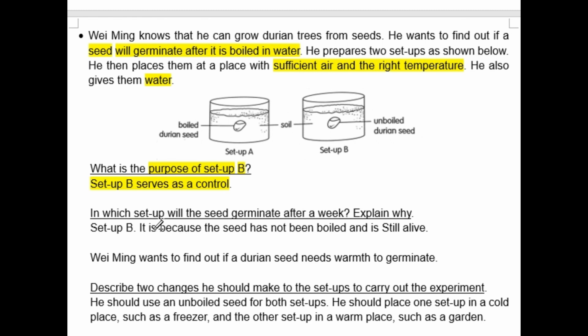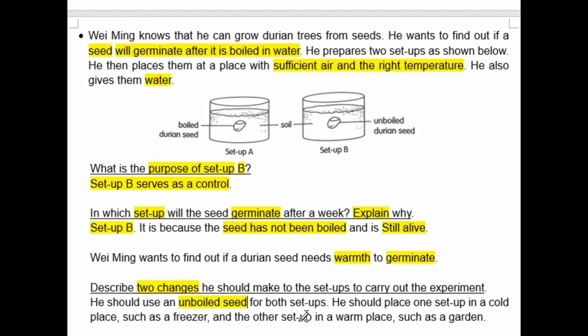In which setup will the seed germinate after a week? Explain why. Setup B. It is because the seed has not been boiled and is still alive. Wei Ming wants to find out if a durian seed needs warmth to germinate. Describe 2 changes he should make to the setups to carry out the experiment.